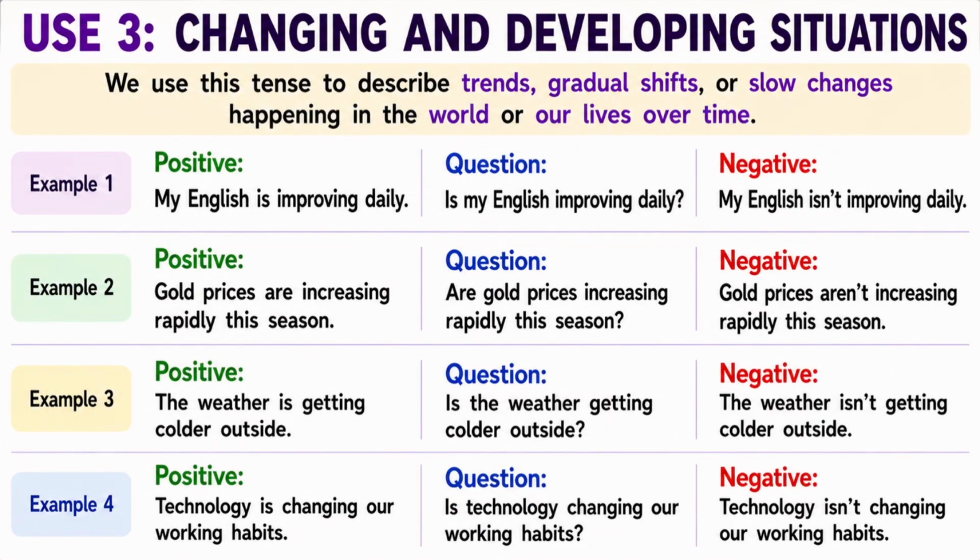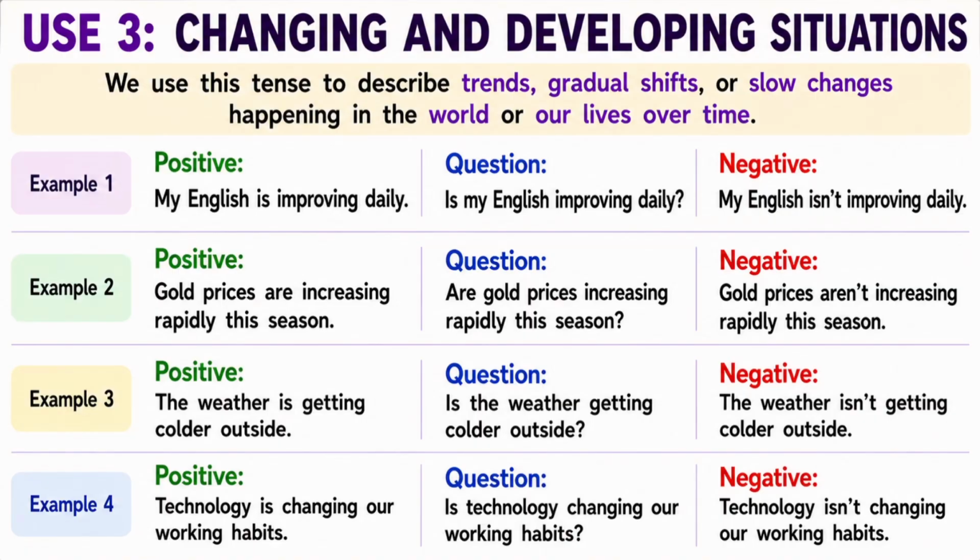Now let's learn the third use. The third use is changing and developing situations. We use this tense to describe trends, gradual shifts, or slow changes happening in the world or in our lives over time. Example 1. Positive.